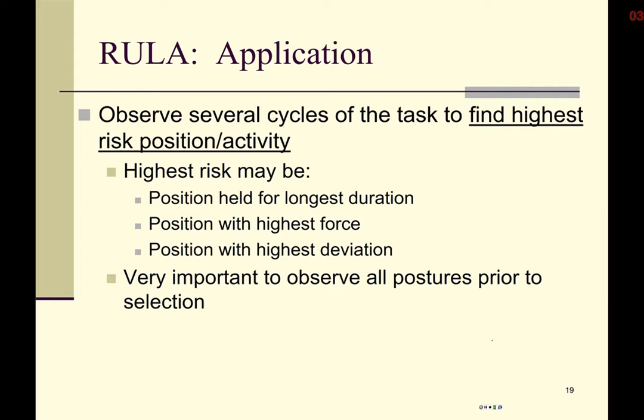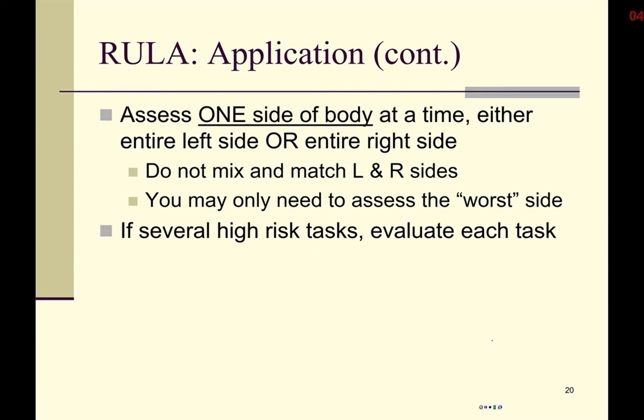Or the most risky could be the position that has the highest deviation, and so the position where you have the worst awkward posture out of the whole task. And so it could be any of those possibilities. But you want to observe all the postures within the task to find which of those you want to pick. And then sometimes you would have to do several different assessments to find that out. So it might not be immediately obvious.